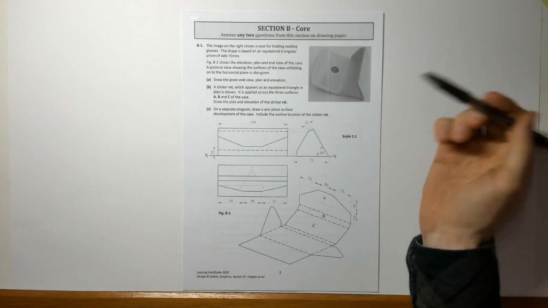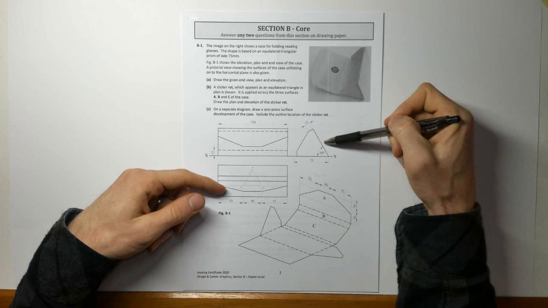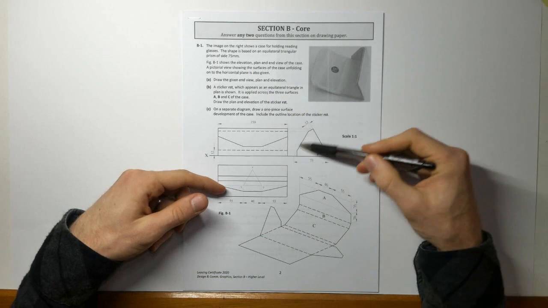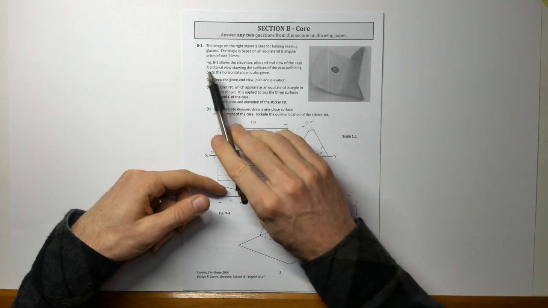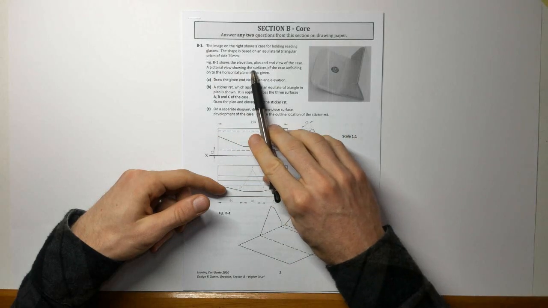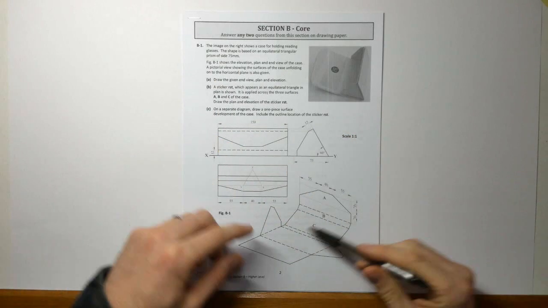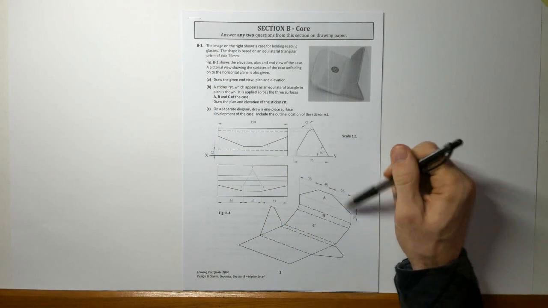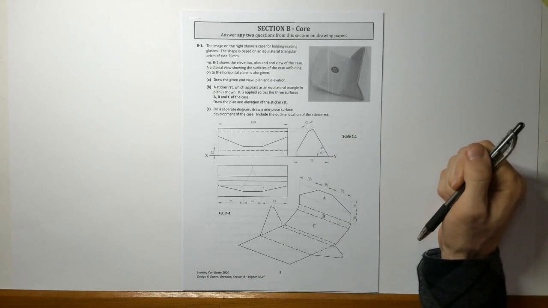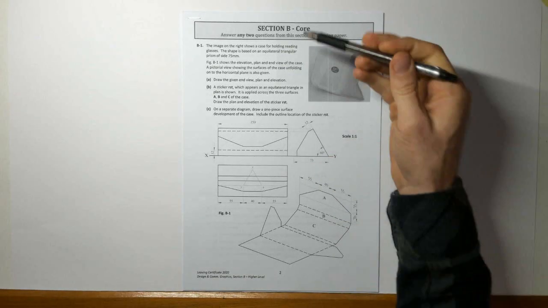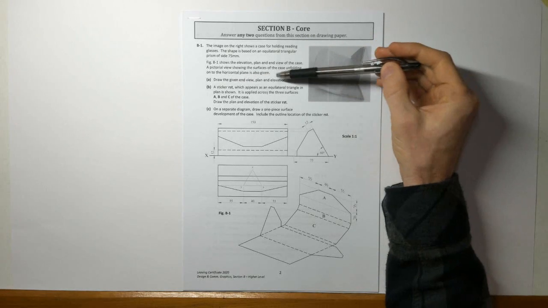Figure B1, so here's our figure B1, shows the elevation and plan and end view of that case. And we can see it's an equilateral triangle down here with a 60-degree angle. A pictorial view showing the surfaces of the case unfolded on the horizontal plane is also given. So here it is unfolded, and we've got additional dimensions here which possibly might be used, I suppose, for our orthographic views. So draw the given end view, plan and elevation.